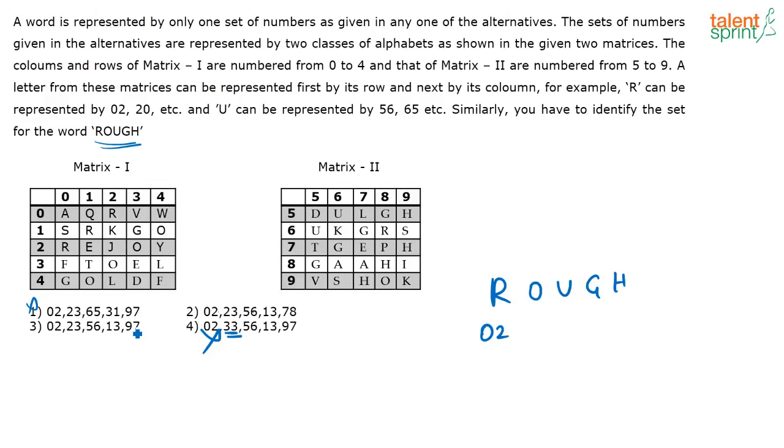Now last one, H. Look at H. H here is 97, which is correct. Here it is given that H is 78. H is not 78. So this option doesn't follow. It is going to be option 3. So the answer is going to be 0, 2, 2, 3, 56, 13 and 97. The best way to solve this question is just check with the options. Since I am explaining each option one by one to you and writing, it seems like it is taking a bit of time, but actually it would not be so time consuming.